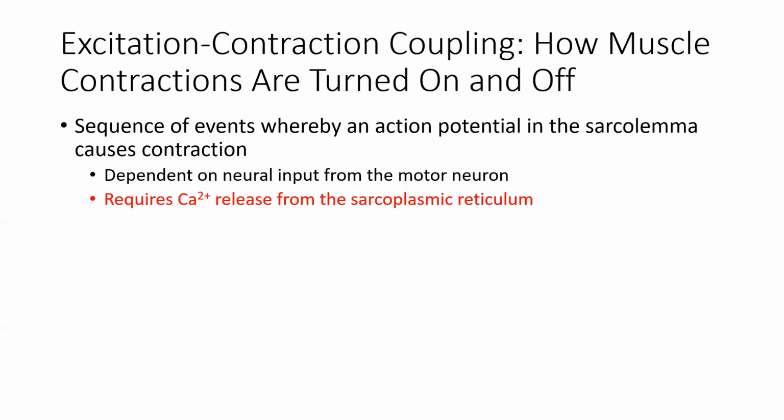So this is going to depend on neural input at the neuromuscular junction coming from the motor neuron. That's going to result in release of our neurotransmitter, which is acetylcholine. And that requires calcium release from the sarcoplasmic reticulum, which is then important in interacting with the regulatory proteins on actin and turning on this muscle contraction. Okay.